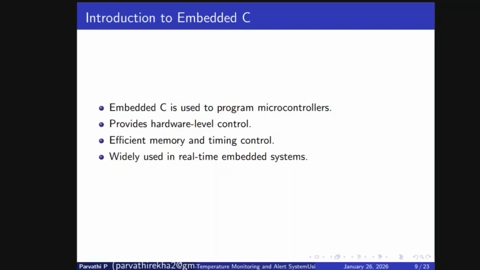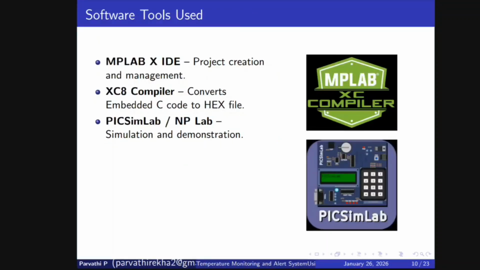Next, I would like to briefly introduce Embedded C, which is the programming language used in this project. Embedded C is specifically designed for programming microcontrollers and embedded systems. It provides low-level access to hardware, allowing the developer to directly control registers, ports, and peripherals of the microcontroller. This enables us to utilize the full potential of the hardware. Another advantage of Embedded C is its efficient memory usage and precise timing control, which are very important in real-time applications. Because of these features, Embedded C is extensively used in real-time and safety-critical embedded systems.